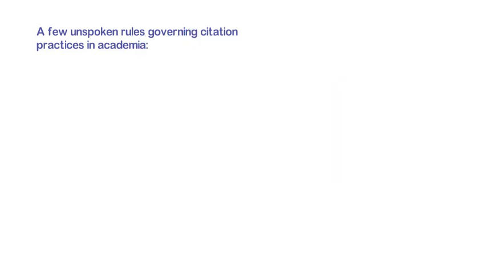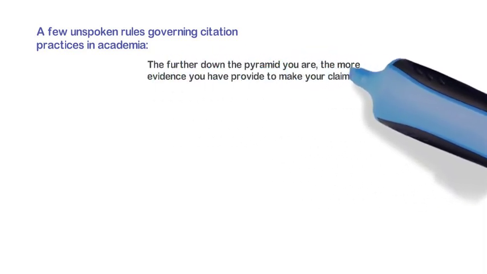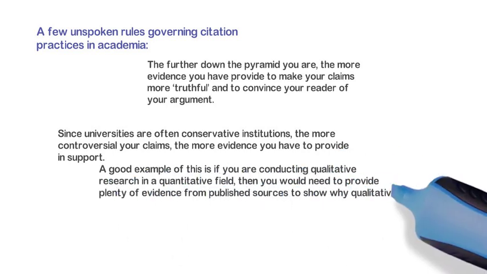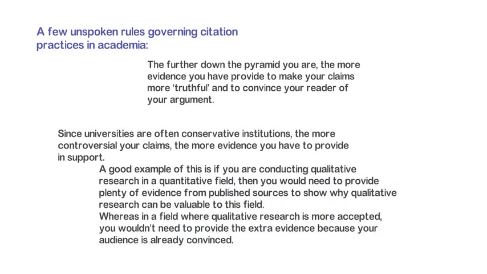A few more unspoken rules governing citation practices. The further down the pyramid you are, the more evidence you have to provide to make your claims more truthful and to convince your reader of your arguments. So you need to use your citations differently depending on where you are in the pyramid. Since universities are conservative institutions on the whole, the more controversial your claims, the more you are rocking the boat, the more evidence you have to provide in support.